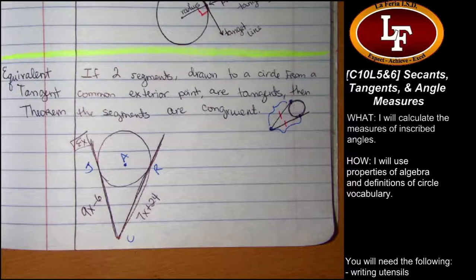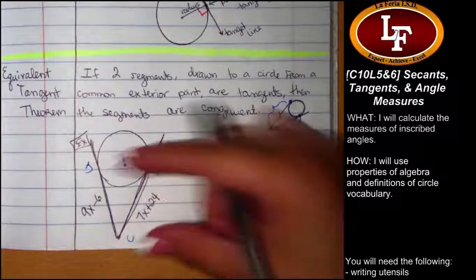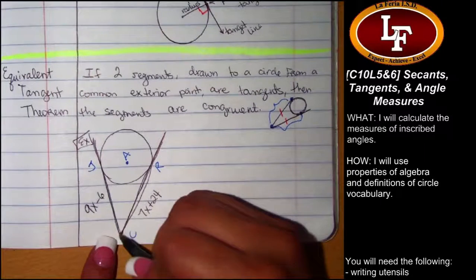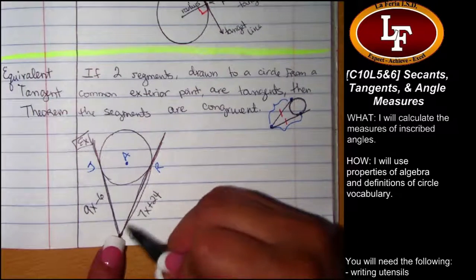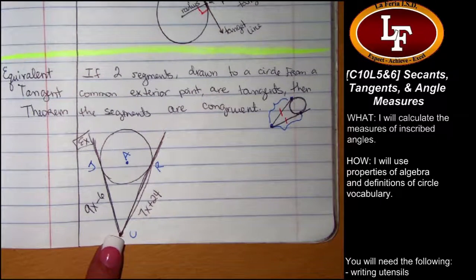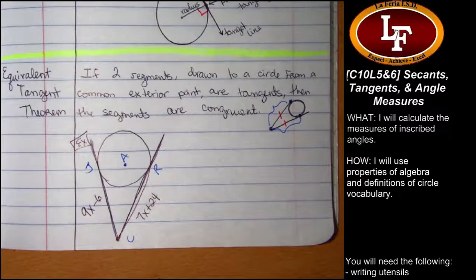All right. Do we have a circle? Yes. Do we have two segments? Segments are pieces of lines. Are they drawn to the circle from some common point outside the circle? Yeah. Do those lines appear tangent? Those are rays. They're technically rays, but we're going to call them segments.